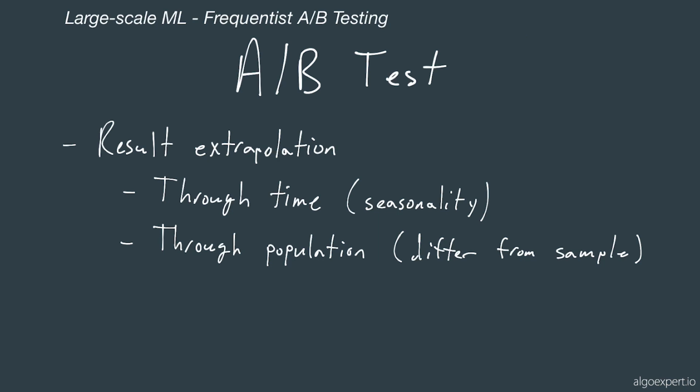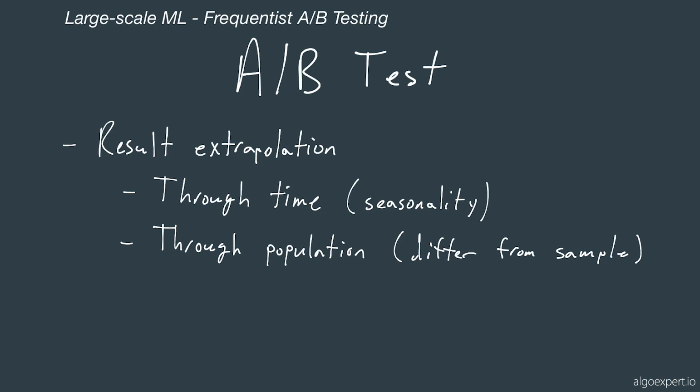As well as extrapolating through time, we also extrapolate through the entire population. Since we only ran the experiment for 2 weeks, we only got a sample of all of our users. So we're assuming that the users that weren't sampled outside of the experiment will behave similarly to the users that were sampled. So that's why we're actually extrapolating through time and through population.